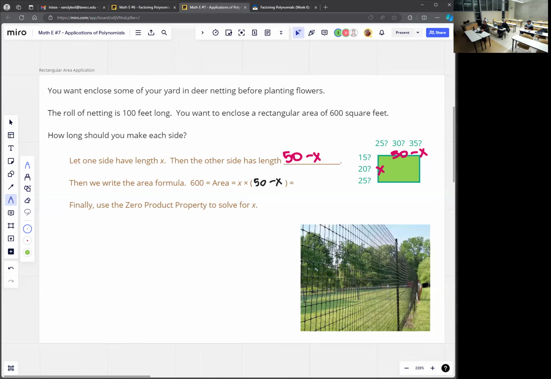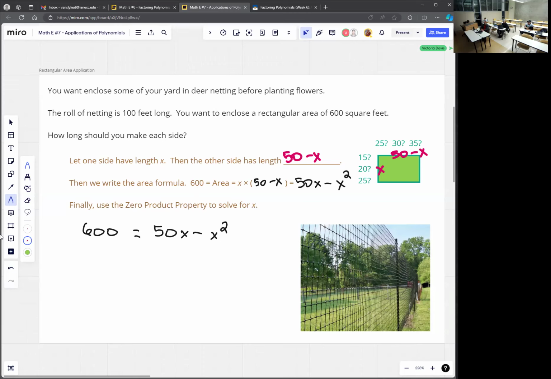So what is that? X times 50 is 50X. X times negative X is a negative X squared. 50X minus X squared. And we wanted that product to be the 600, right? That's the area. So 600 equals 50x minus x squared. Now, these always look nicest if the x squared is positive. That's a good habit to train your brain.